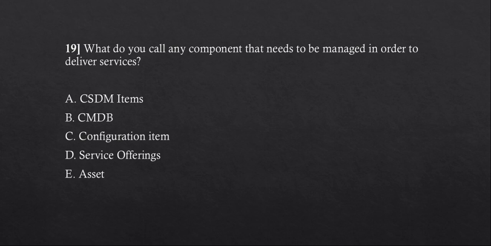Next question. 19. What do you call any component that needs to be managed in order to deliver services? A. CSDM items. B. CMDB. C. Configuration item. D. Service offerings. E. Asset. Answer: C.